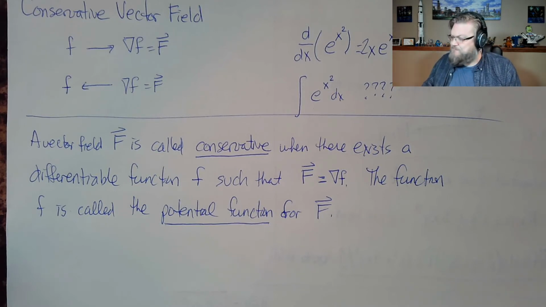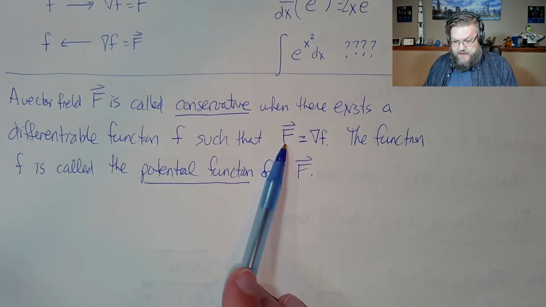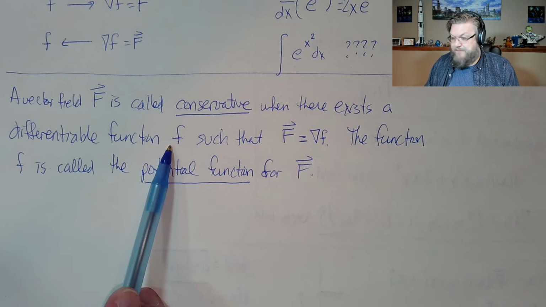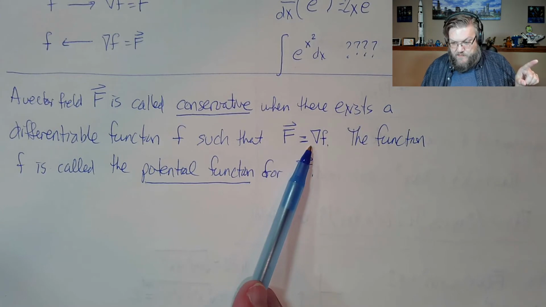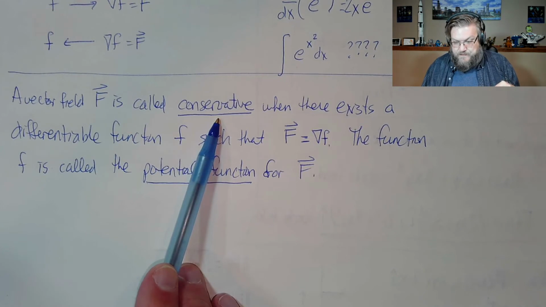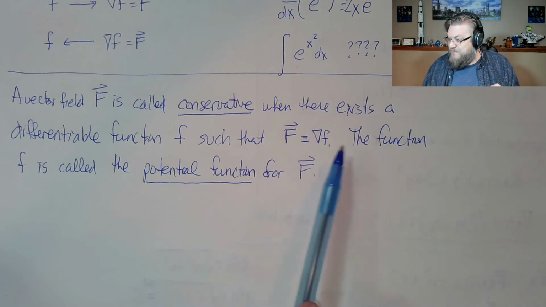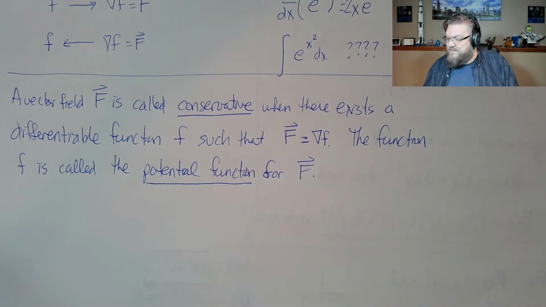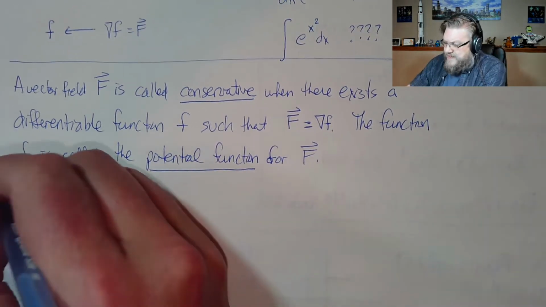But for our purposes, in a pure math sense, if I have a vector field, and I can find a little f function, take its gradient, and it matches that vector field, then we call that vector field conservative. And then we call little f the potential function, and we call capital F the gradient function, right? Because it's the gradient of little f. Okay, so let's take a look at some examples.